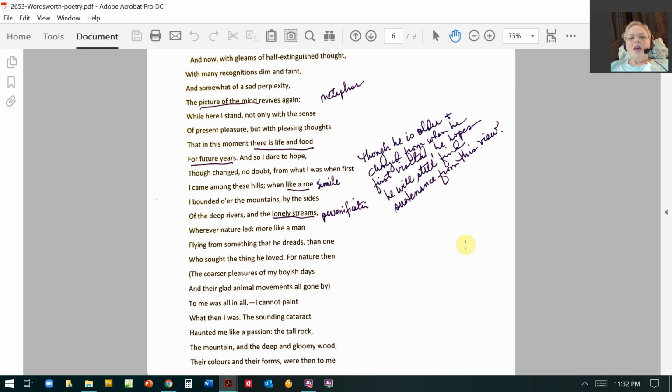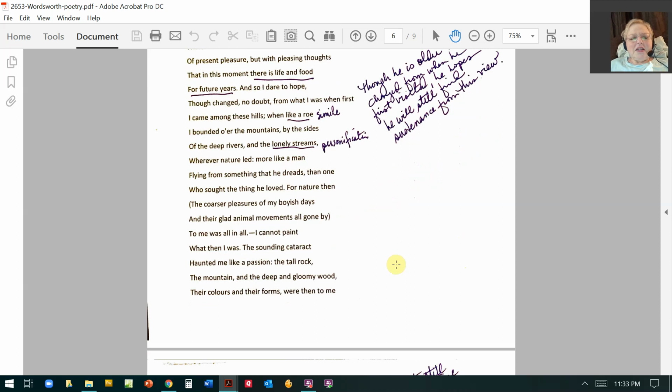That he still finds sustenance from the view, even though when he was first here, all he saw was just nature itself. He didn't really ponder anything deeper. He enjoyed just everything around him. He says, I came among the hills when like a roe, I bounded over the mountains. So a roe is a kind of deer, right? So there's a simile, right? And I wandered through the lonely streams. And it says, more like a man flying from something that he dreads than one who sought the thing he loved, right? So he was always looking forward, but he wasn't necessarily looking for those moments, right?